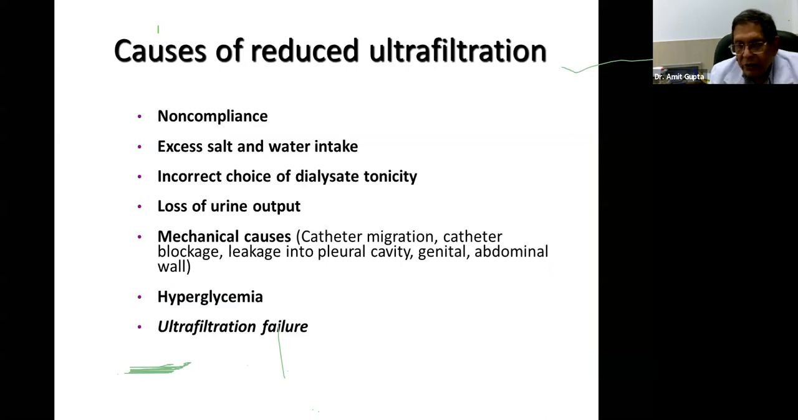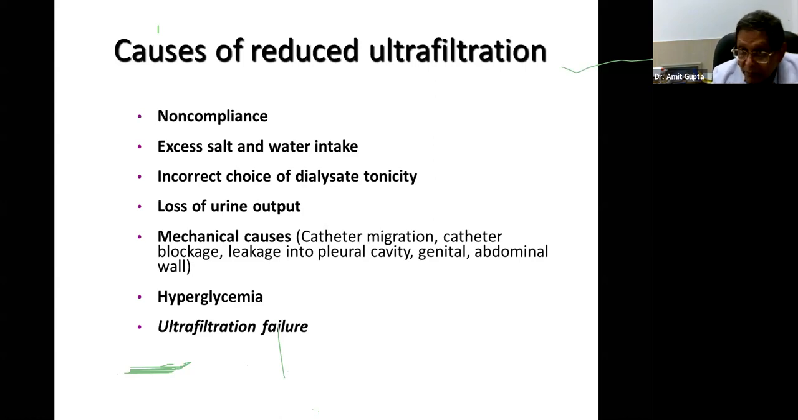Causes for reduced ultrafiltration could be non-compliance, as somebody is drinking large amounts of water, taking a lot of salt, not following your dialysis prescription, not doing the number of exchanges that you advised, doing a lesser number of exchanges. So he can have reduced ultrafiltration. There's excess salt and water intake. There could be incorrect choice of the dialysis tonicity, that is, if you have told him to take 2.5% bags, he's taking only 1.5% bags. So you will have poorer ultrafiltration.